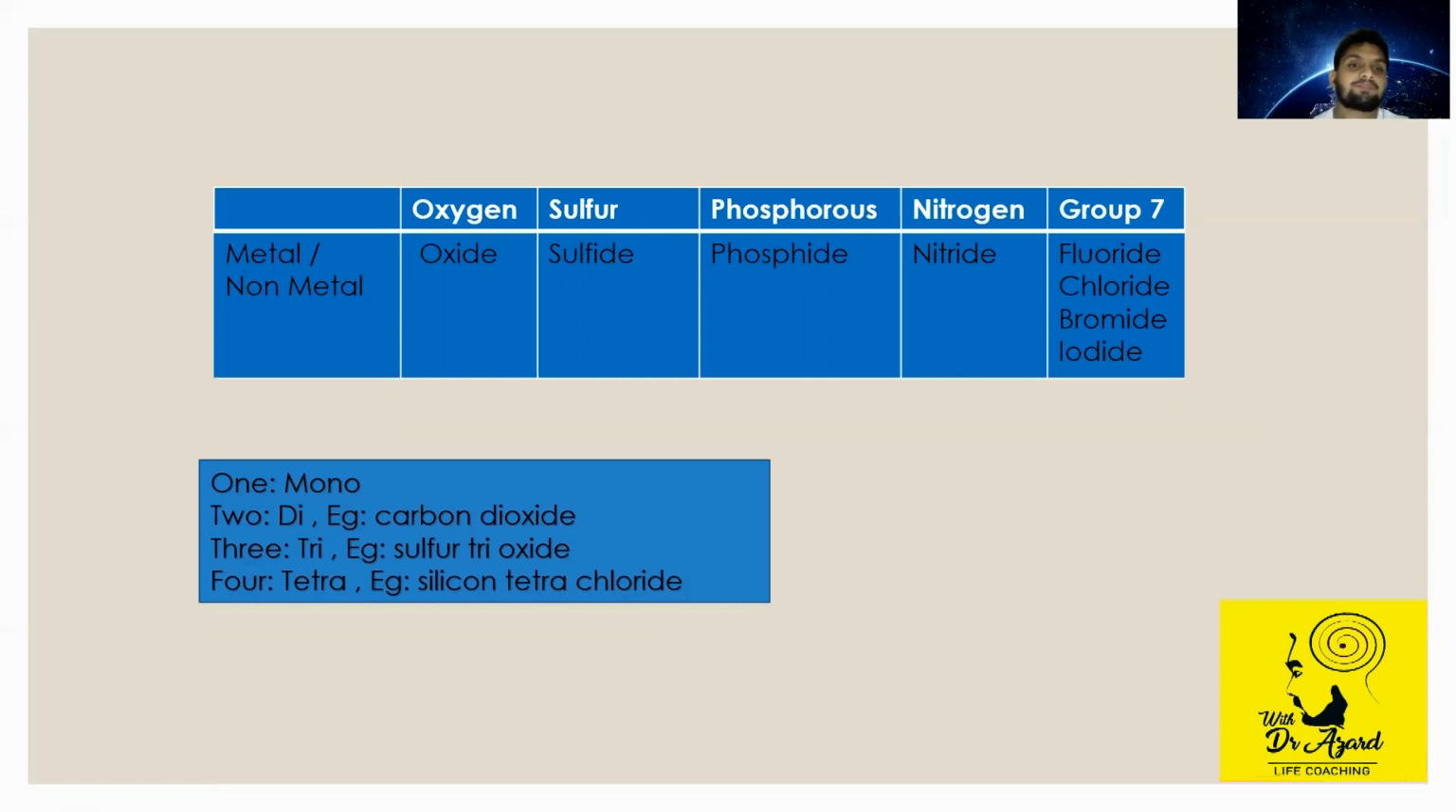So for example, if you react a metal or a non-metal with oxygen, you always get an oxide. If you react sodium with oxygen, you get sodium oxide. Similarly, if you react a metal or a non-metal with sulfur, you get a sulfide, so you can get potassium sulfide, magnesium sulfide. And if you react with phosphorus, you get, for example, magnesium phosphide, aluminium phosphide.